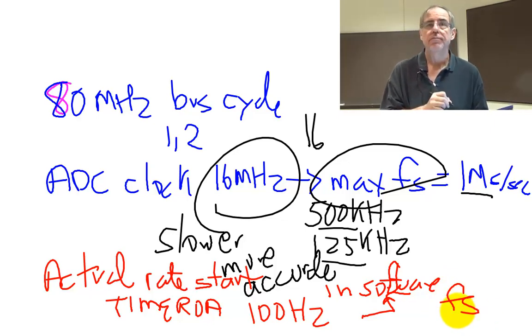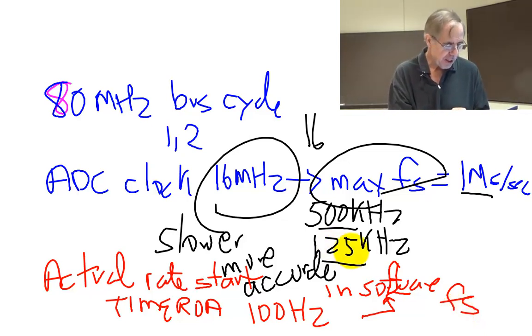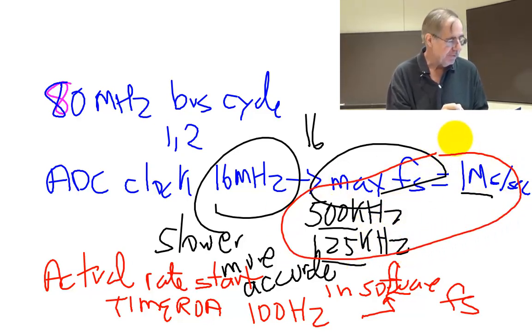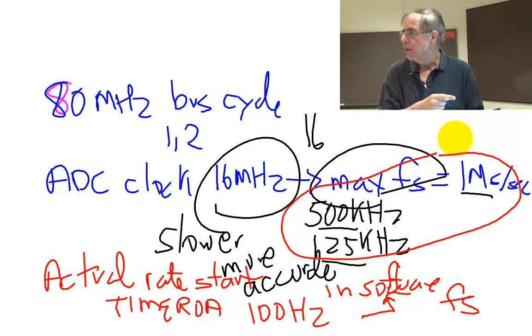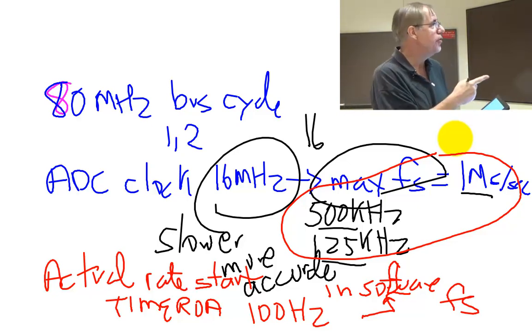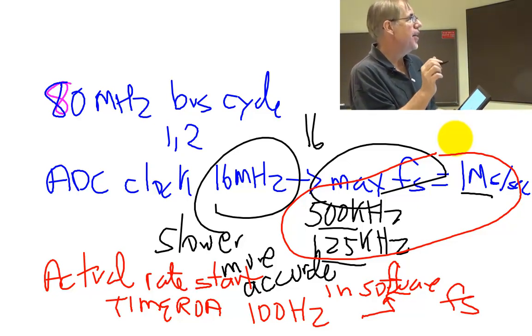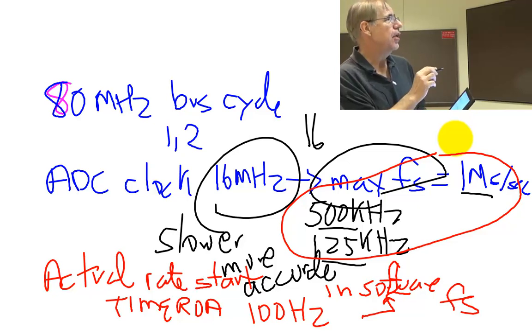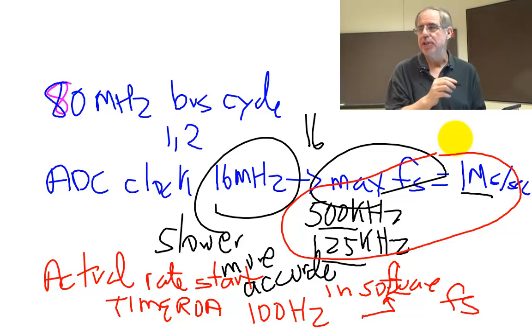Okay? And these three clocks get people confused. Because when you set the frequency in the A to D converter to either 1,500,000, maybe there's a 250 in there too, or 125K, that doesn't set the sampling rate. That sets the speed of the clock and therefore the maximum sampling rate.